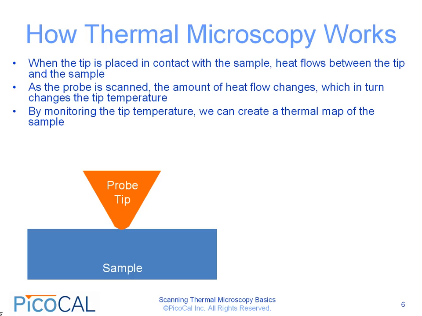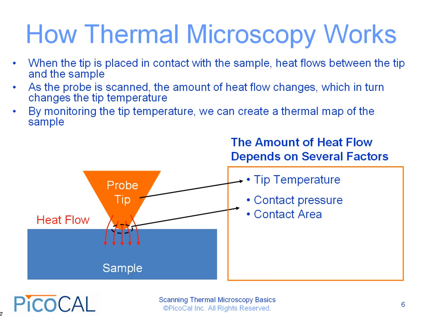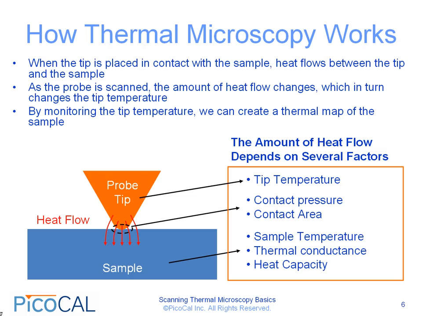sample. The temperature interactions, the heat flow between the probe tip and the sample, depends on a number of factors, including the tip temperature, the contact pressure, and the contact area that is joining the probe tip and the sample, and upon the sample properties as well, such as sample temperature, thermal conductance, and heat capacity. There are many techniques which can be used in order to separate or isolate one of these factors from mechanical interactions as well.